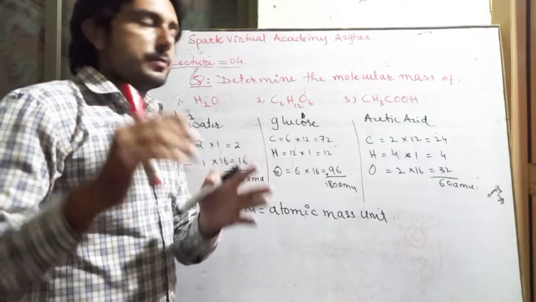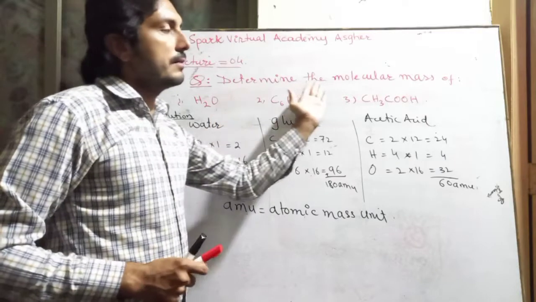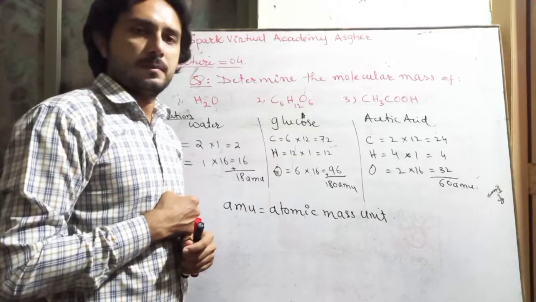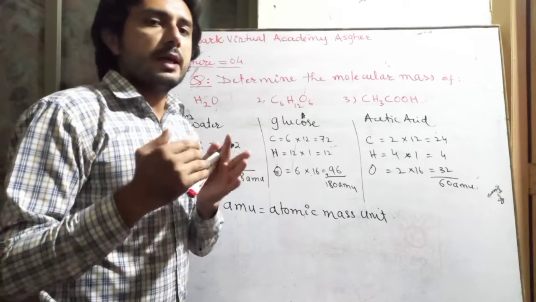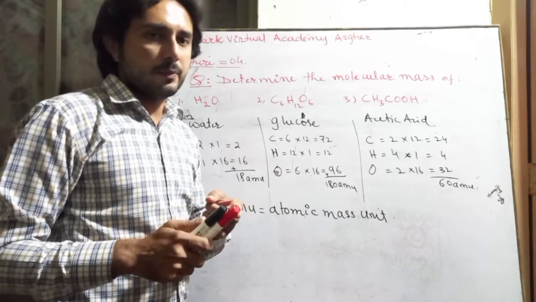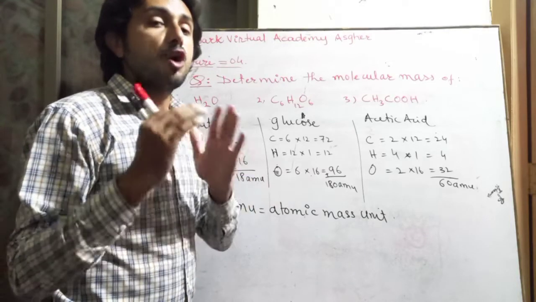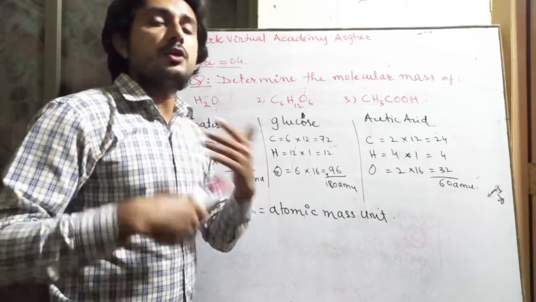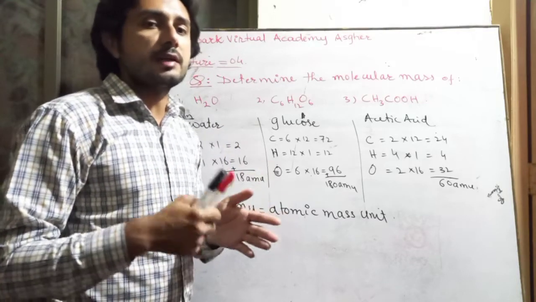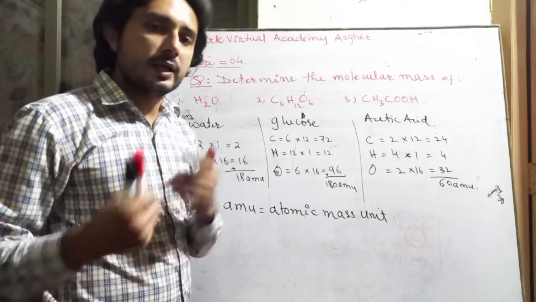Okay, now we have some examples of determining the molecular mass or the formula mass of any compound. Remember, the atomic masses are always given in your exams or in your paper, or you have to memorize some common atomic masses which are used on a regular basis. However, the atomic masses can also be found from the periodic table as well.